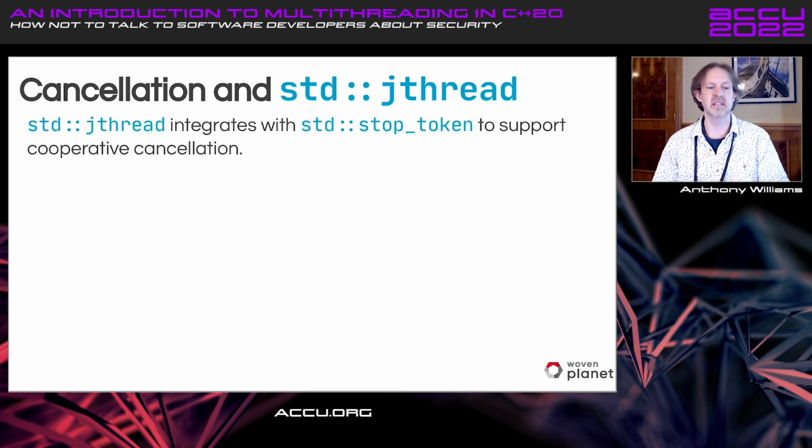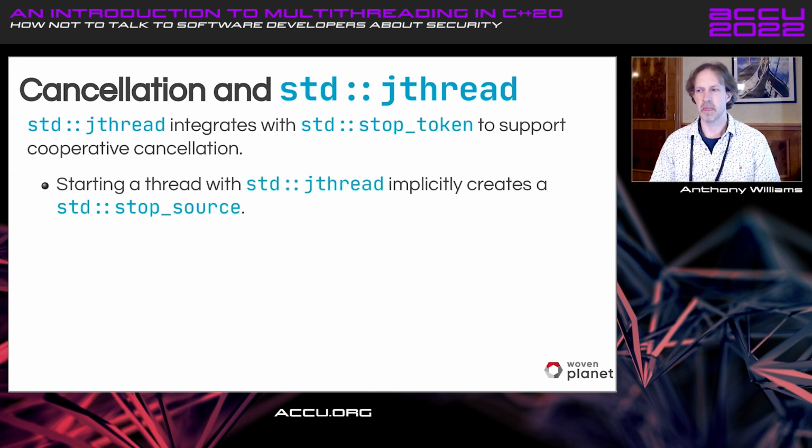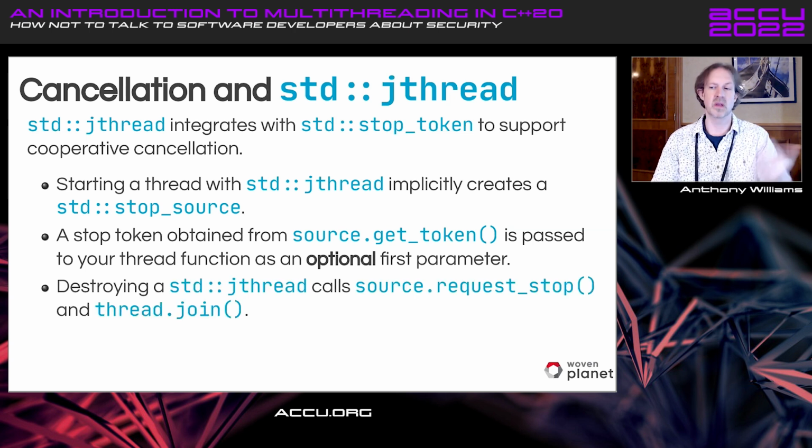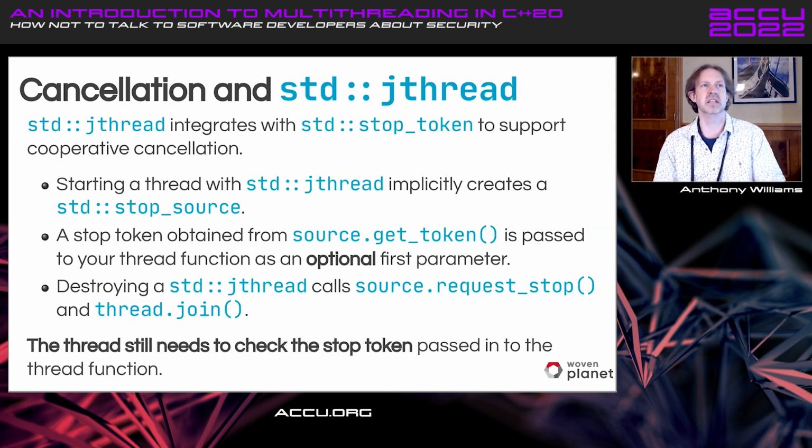So yeah, this is one of the key benefits: this integration with the cancellation. We implicitly create our stop source. That stop token is passed as our first parameter. If the function we give it doesn't take it, then it doesn't. It's okay. It's optional, and we get this request stop and the forced join. But of course, you still need to check. It's a cooperative mechanism. You must check that stop token if you've got one. Otherwise, it does you no good.